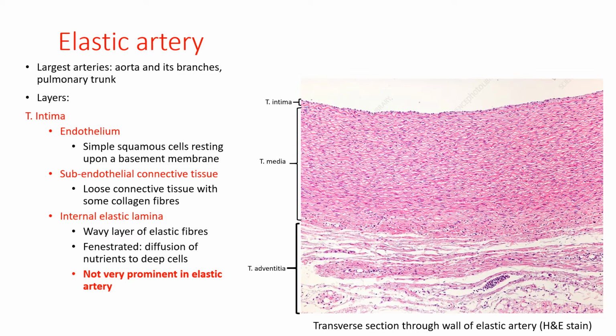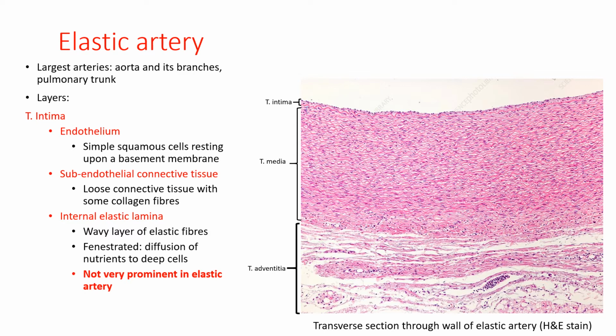Coming to the structure of the largest arteries, that is the elastic arteries. Elastic arteries are also called conducting arteries because they serve the purpose of conducting blood from the heart to the other smaller arteries. These arteries include the aorta and the pulmonary artery, and the large branches of aorta, that is the common carotid artery, brachiocephalic artery, subclavian artery, and the common iliac arteries.